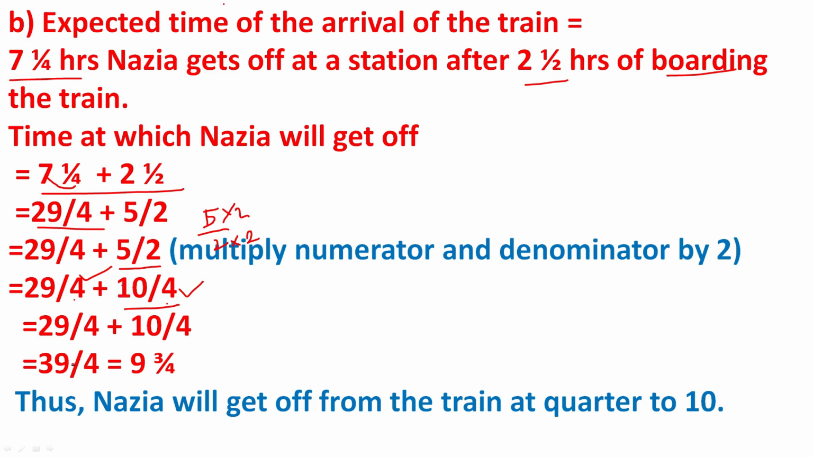29 plus 10 is 39. Write the denominator only one time. 39 divided by 4: 9 fours are 36, remaining 3. So we can write 9 3 by 4. So Nazia will get off at the station at quarter to 10, that means 9 hours 45 minutes. We can say quarter to 10, 15 minutes to reach 10.